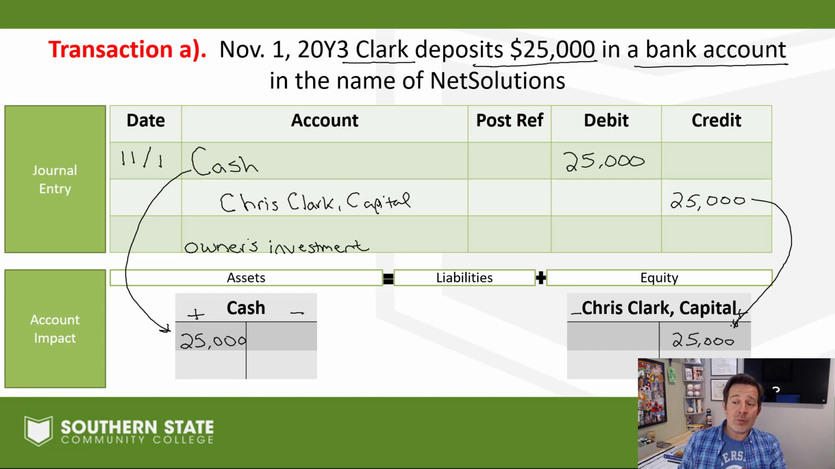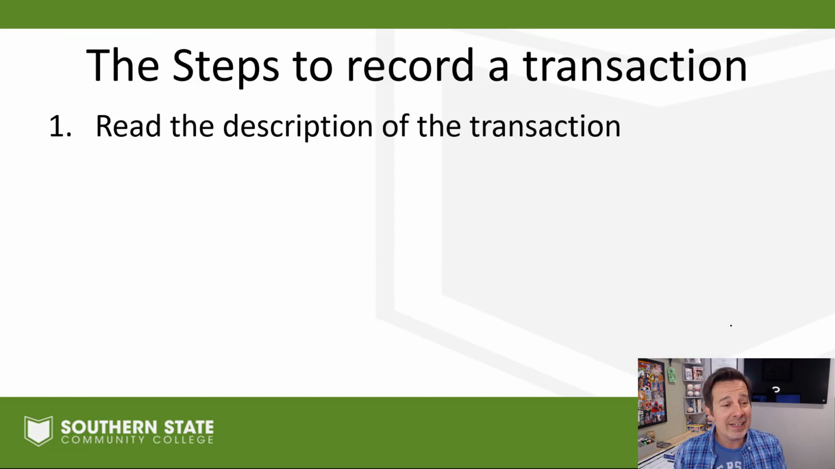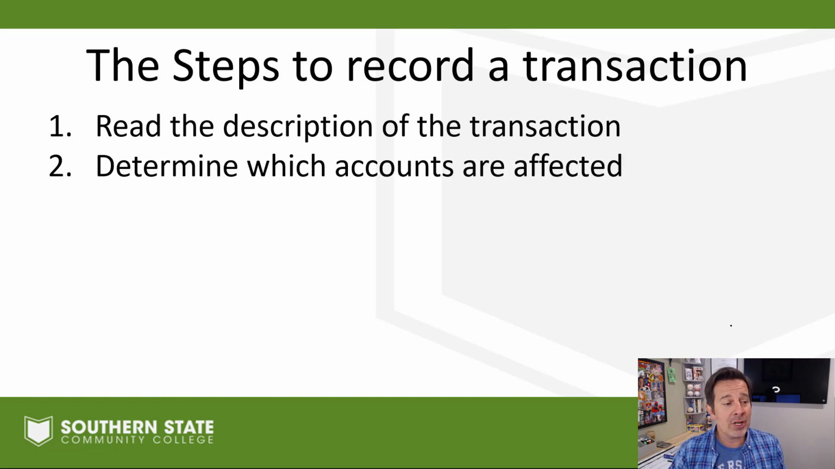So we're going to go through and look at every single transaction that we've already covered, putting it into the journal, posting it over to the individual accounts. So the steps that I took right there, a few different things I did. Number 1, read the description of the transaction so you know what's going on. You have to read the transaction, analyze it, figure out what's going on.